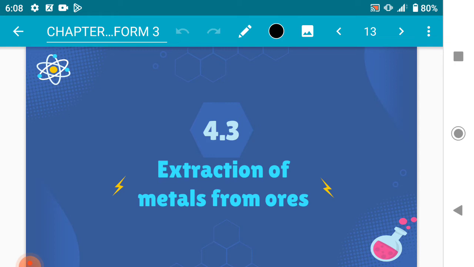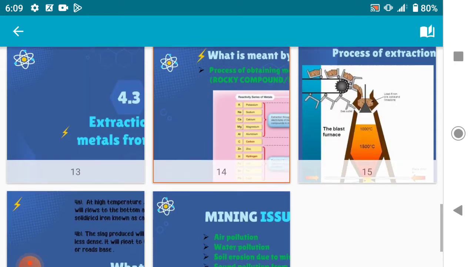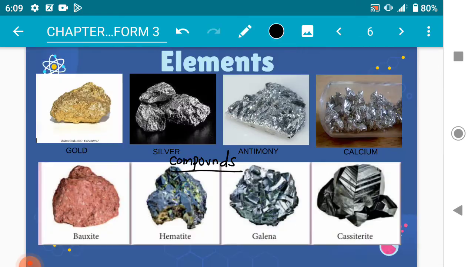And then the third subtopic, which is 4.3, is the extraction of metals from its ores. So what is meant by extraction of metals? It is the process of obtaining metal elements from their ores. So ores is basically the rocky element that you've seen in the previous slide, which is this. So this is actually the ores. So bauxite, hematite, galena, cassiterite, and also gold, silver, and so on, is basically known as the ores. The rocky compound or elements found inside the earth's crust.